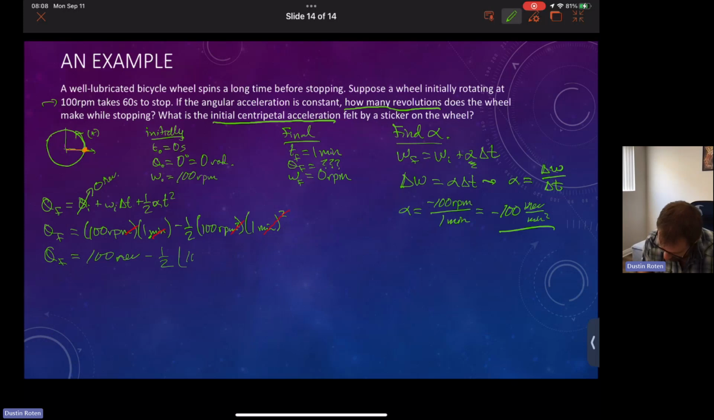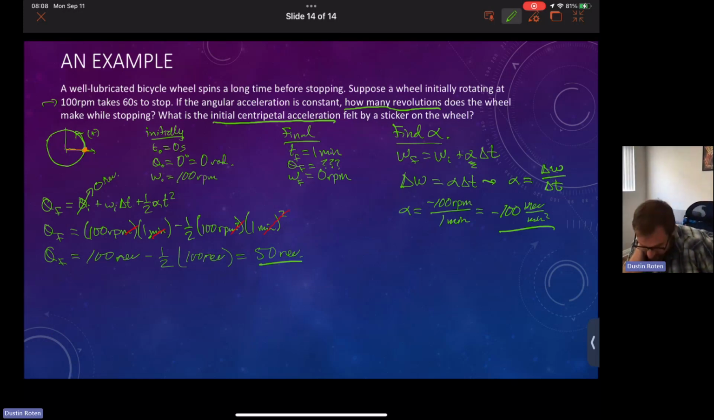Okay, so minus 100 rev. So it looks like we have 50 revolutions. And that answers the first part of our question. How many revolutions does the wheel make while stopping? So by the time this deceleration gets done acting on this, it's taken this wheel to a stop after 50 revolutions.